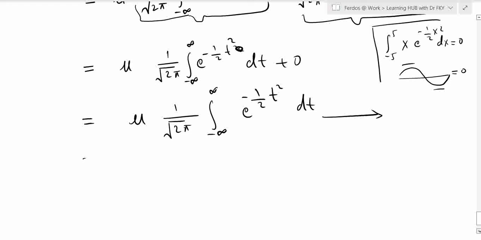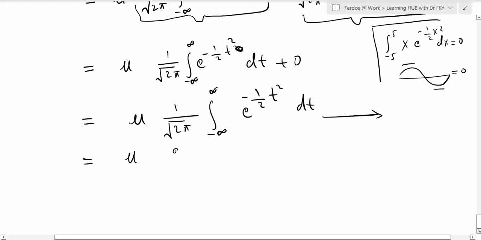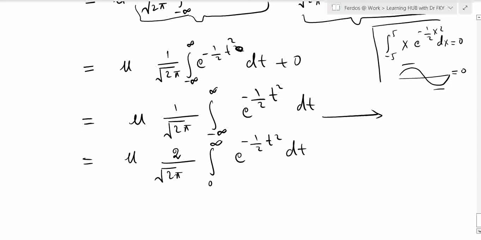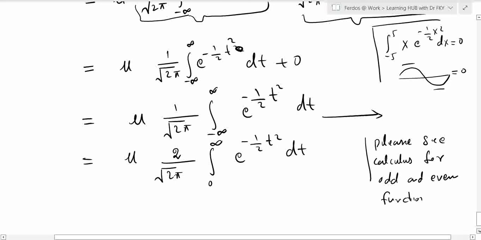So you can say that mu is twice 1 over the square root of 2 pi, and now the limit should be from 0 to infinity of e power minus 1 divided by 2 t square dt. Please see the calculus for odd and even functions, specifically in terms of integration. So you will see these things, but how can we use these rules here?